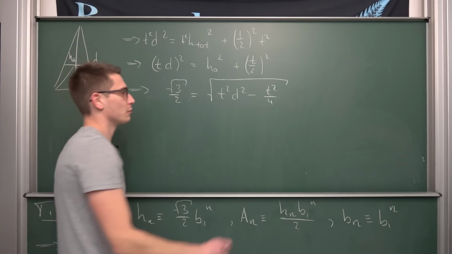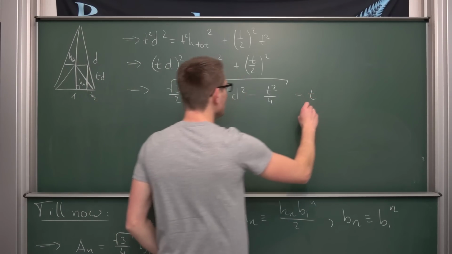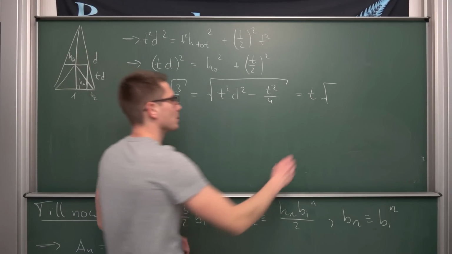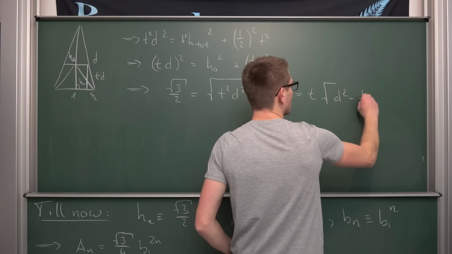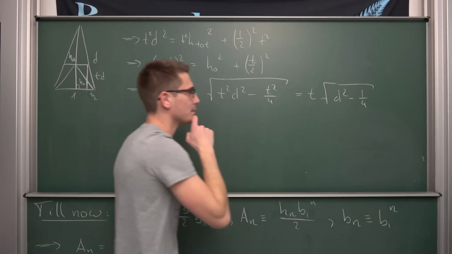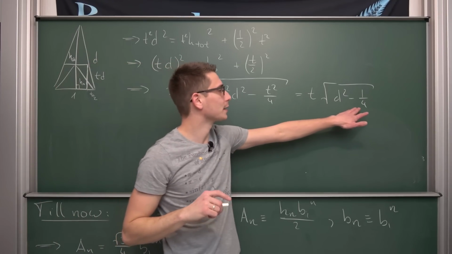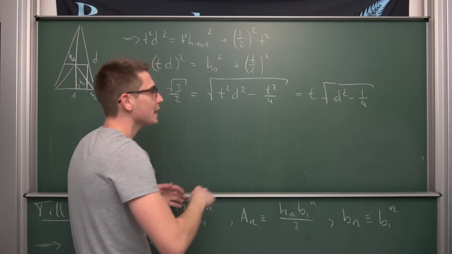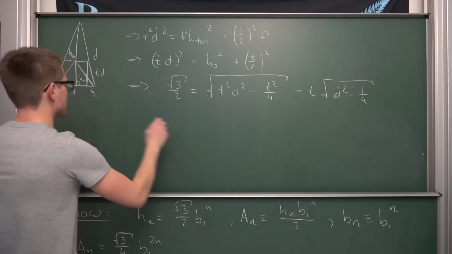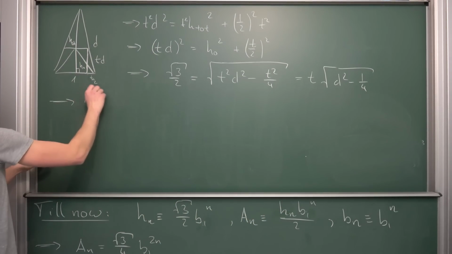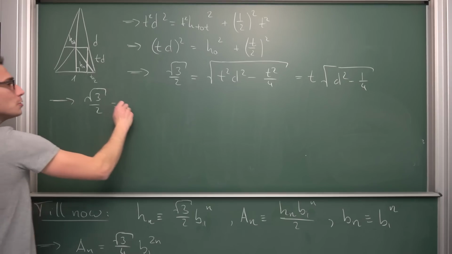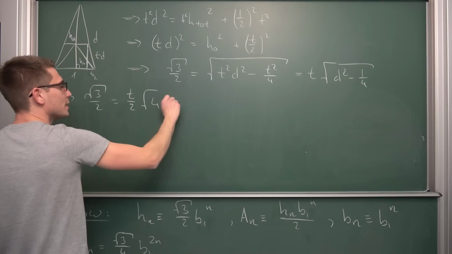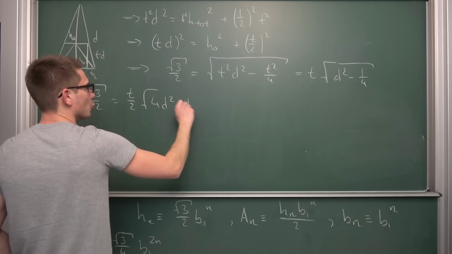Now t squared is a common factor, meaning we can factor it out, leaving us with t times the square root of d squared minus 1/4. I would love to factor out the 1/4 here a bit, leaving us with 4d squared, and the square root of 1/4 is going to give us 1/2, leaving us with square root of 3 over 2 being hence nothing but t over 2 times the square root of 4d squared minus 1.